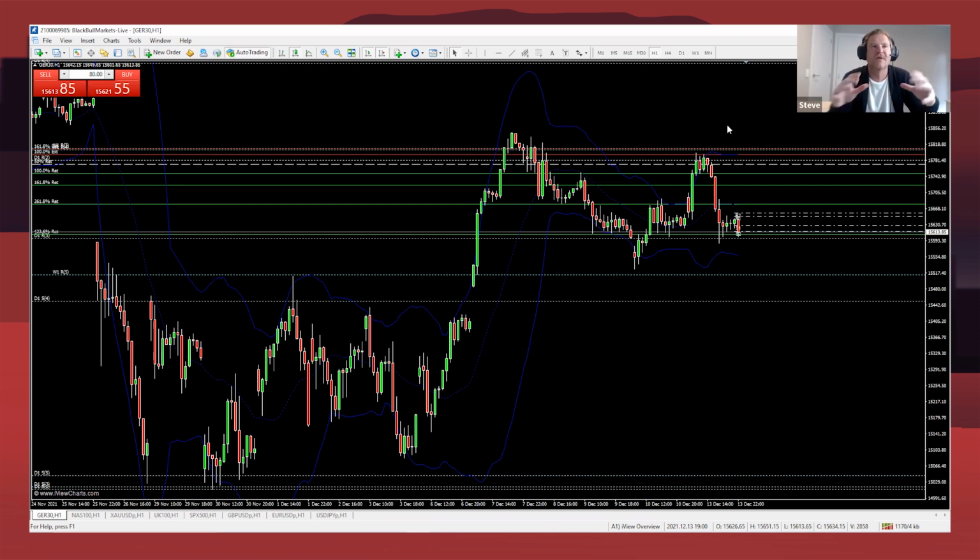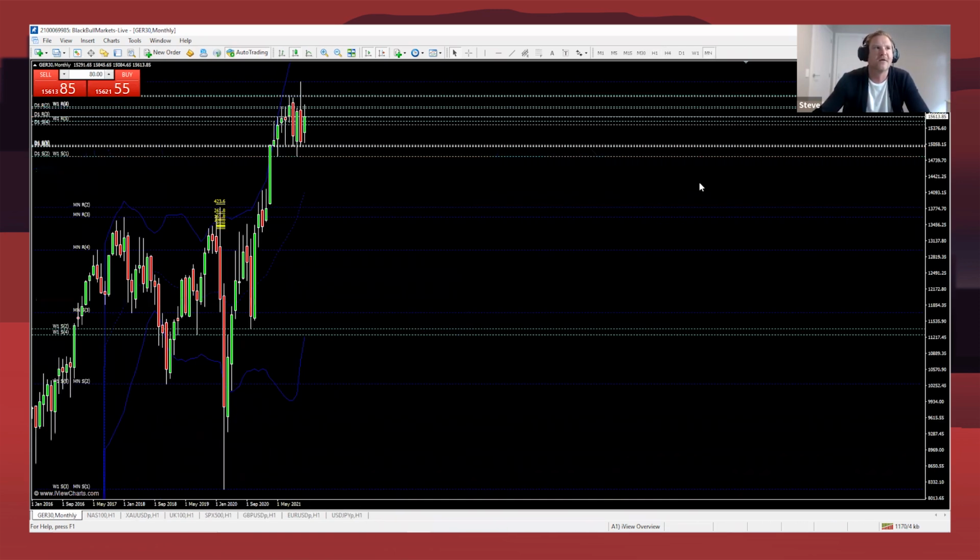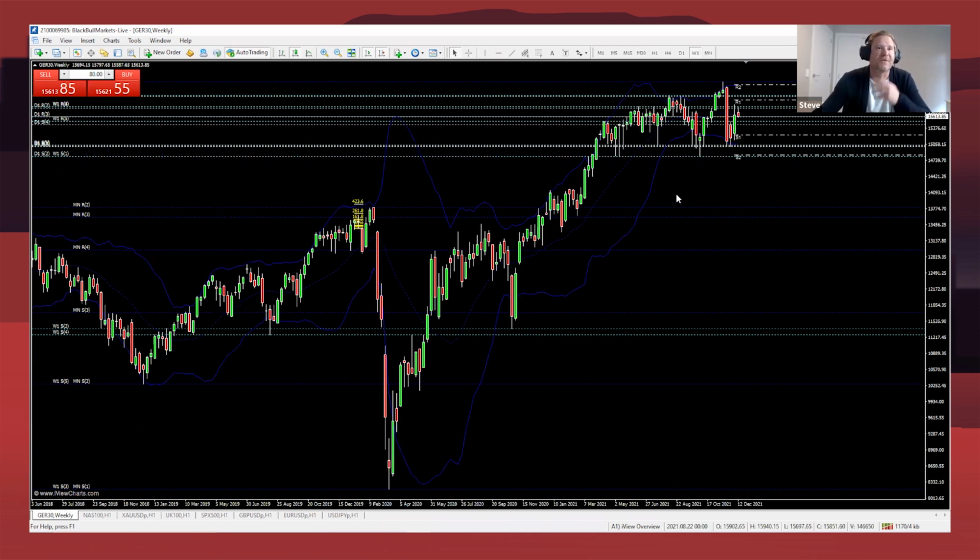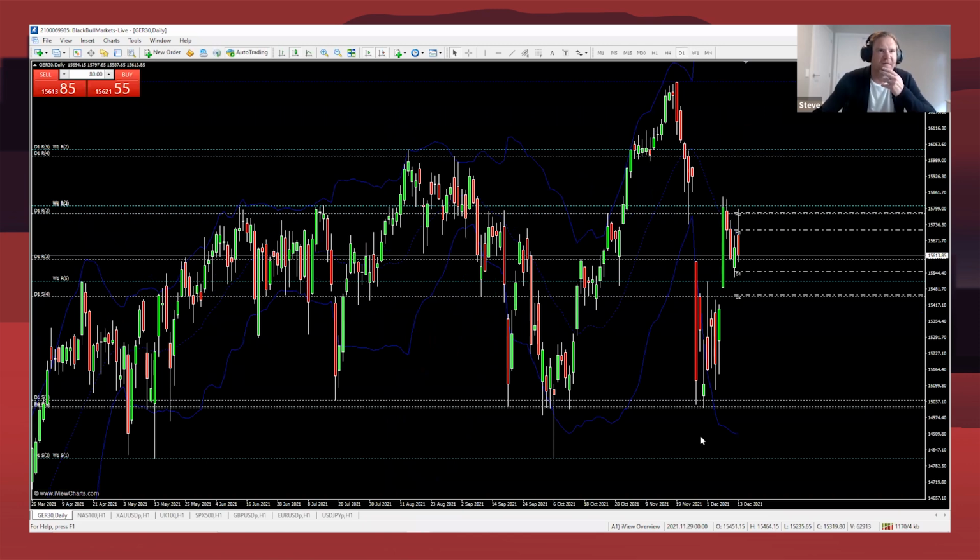If I want to just see what the DAX is going to do, I start the same way. Monthly chart. Okay, what's been happening? They bought it. Weekly chart. What's been happening? Yeah, everyone's bought it. Daily chart. Bit of a sell-off, bit of a gap.